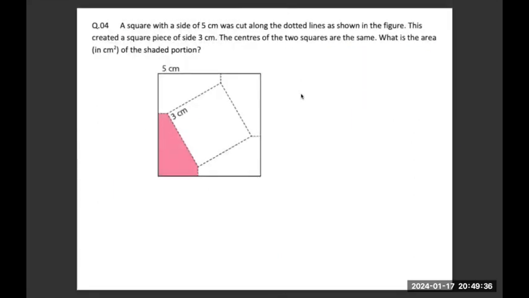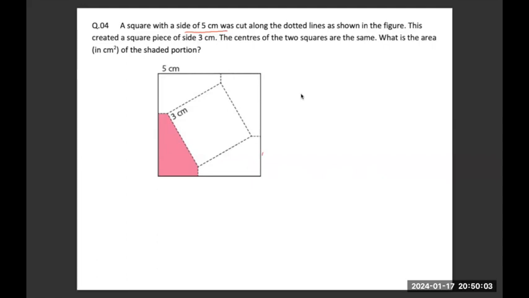A square with side 5 is given, with a square of side 3 inside, and it is cut along the dotted part. This we have done earlier, so I'm just running through it very quickly. You have to find the area of the shaded region. The area of the shaded region will be 1/4 of the area of the region which you get when you subtract the smaller square from the bigger square.